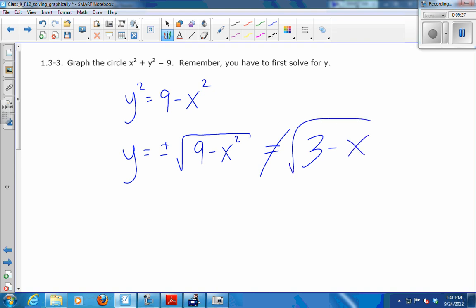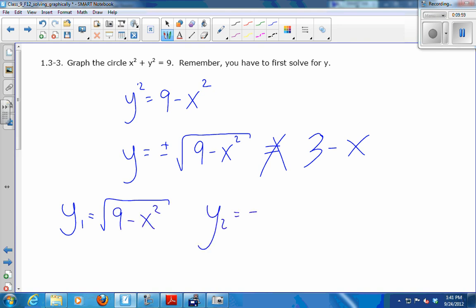which is not 3 minus x. Right? You can't take the square root of each term separately if there's addition or subtraction. So this is not 3 minus x. So I have plus or minus the radical of 9 minus x squared. That's actually two equations. I'm going to enter that as y1 is the square root of 9 minus x squared, and y2 is the negative square root of 9 minus x squared.